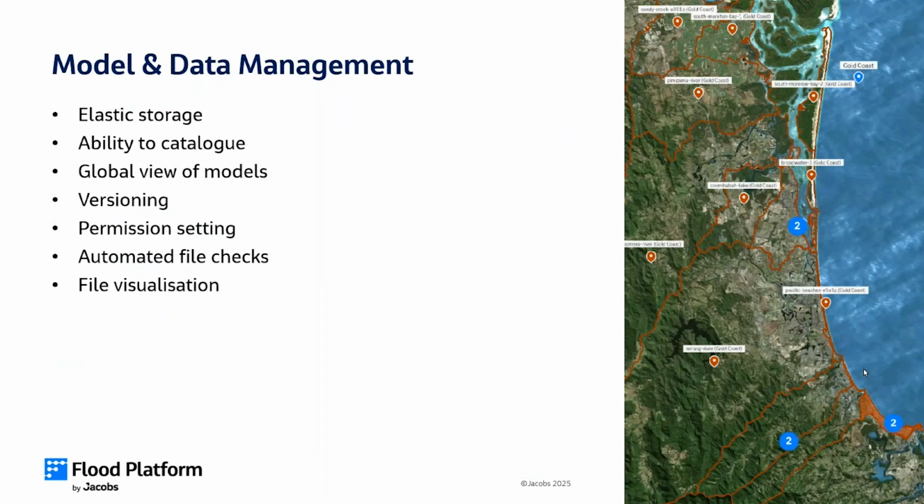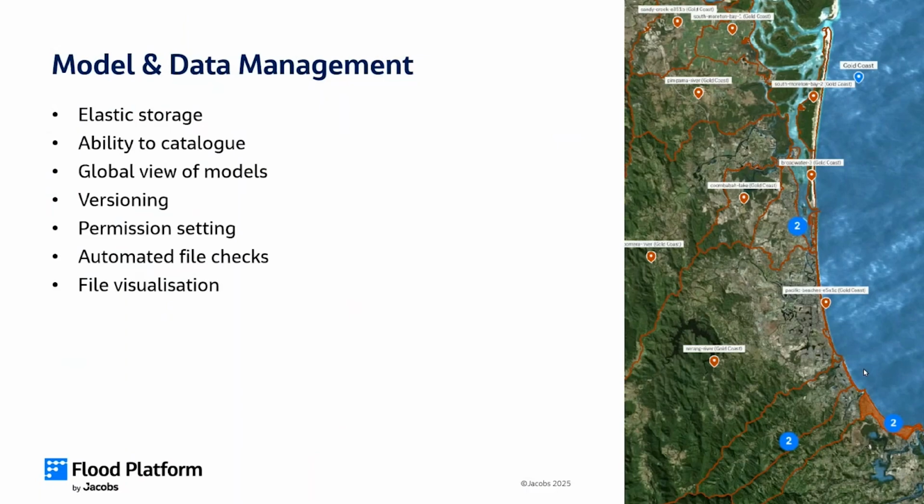There's the ability to have a global view. So if you are diligent at mapping where your projects are when you're uploading and storing them inside Flood Platform, you can get a really nice global view. You can see the example on the right-hand side of the screen. I'm in Tweed Heads, but this is my local council where I worked for many years, Gold Coast. You can see the different catchments there where different models are hosted inside Flood Platform. So an easy way to categorize those.